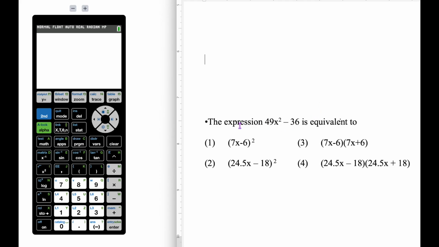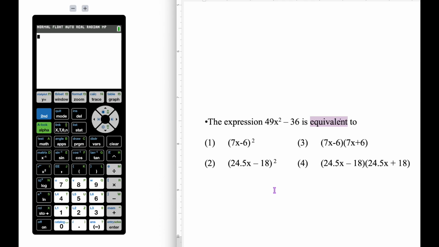This one is very common. We've got an expression right here, and we're being asked to find what's equivalent to it. Now that key word is equivalent. What that means is this. Any two expressions that are equivalent, if you put the same number into both, the result from both will also be the same. And that's the key to solving here.